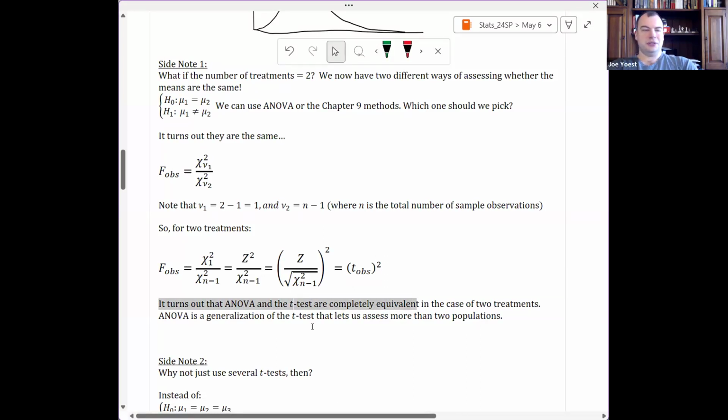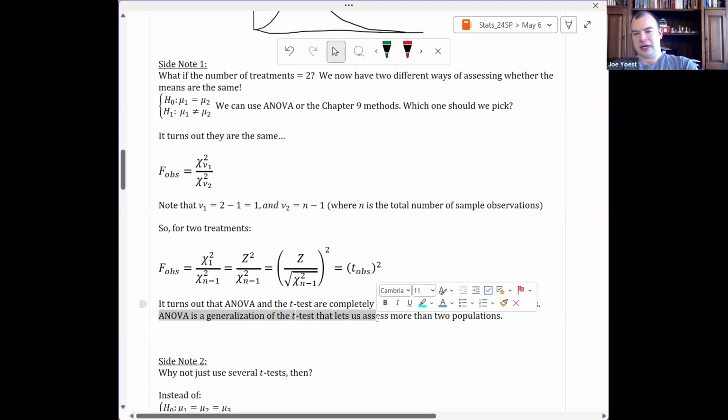When we have two treatments or two groups, two populations, ANOVA and the t-test are exactly the same. They'll always give the same result. Now they'll give a different number for F observed versus T observed, and you'll get a different number for F critical and T critical. Your F will be like the square of the T, but the end result where you say reject H naught or do not reject H naught will always be the same.